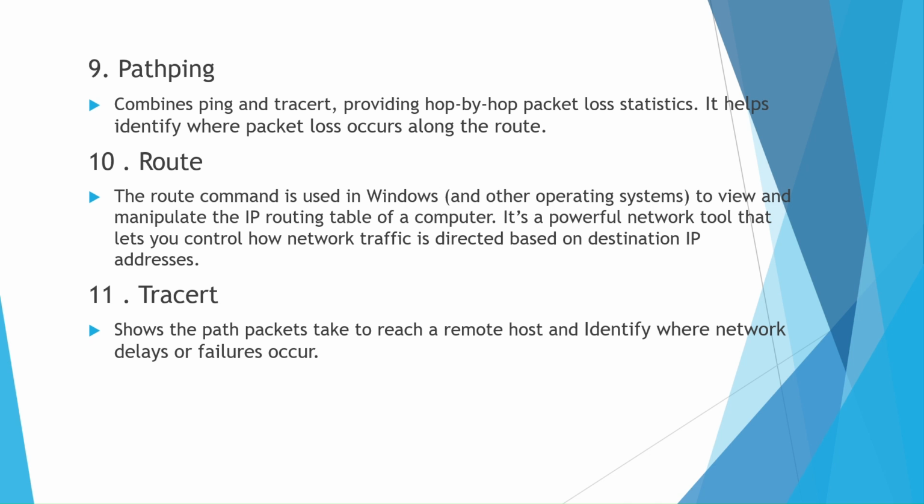Also, it sends ICMP echo requests with increasing time to live, that is TTL values. Each router along the path decreases the TTL by 1 and returns an ICMP time exceeded message when TTL reaches 0, allowing the path to be mapped hop by hop.